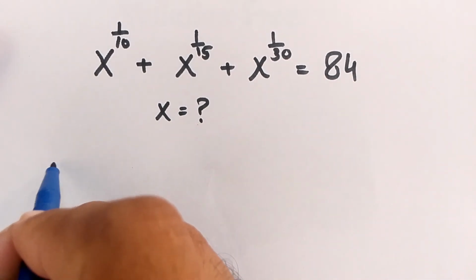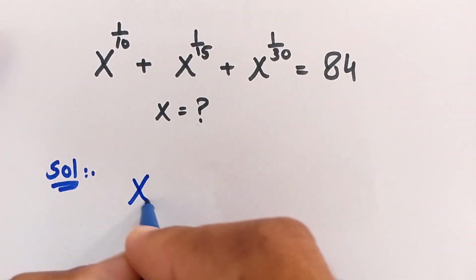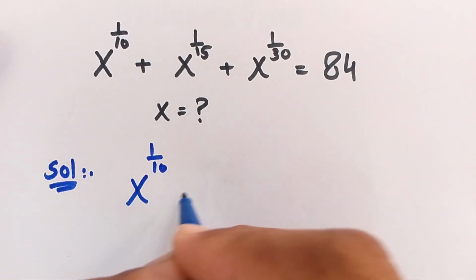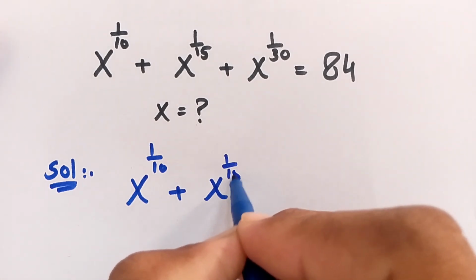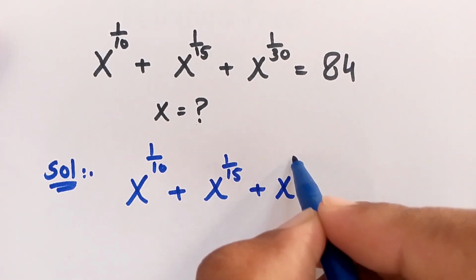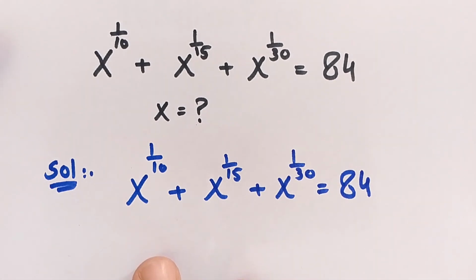So, solution. The question is x to the power of 1 over 10 plus x to the power of 1 over 15 plus x to the power of 1 over 30 is equal to 84. We have to solve this interesting question by a very easy method.